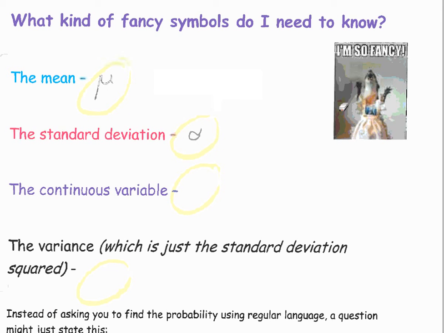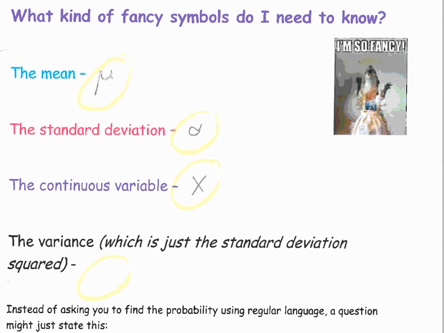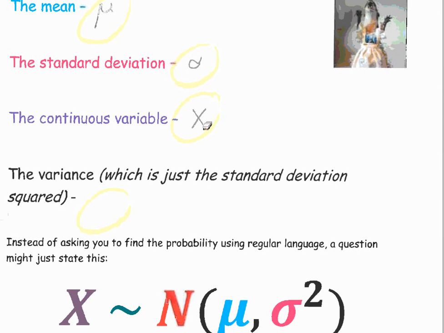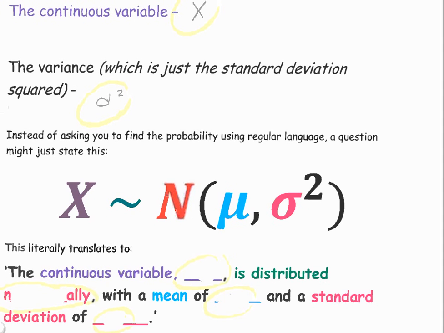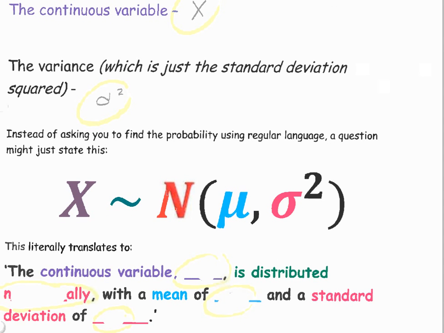The continuous variable, we tend to say, is x, and notice that's capital X. The variance is just the standard deviation squared. So you're going to start to see some questions written using these funny symbols. Instead of asking you to find the probability using regular language, a question might state this: big X, swervy line, N, brackets, mu, comma, sigma squared, close brackets.